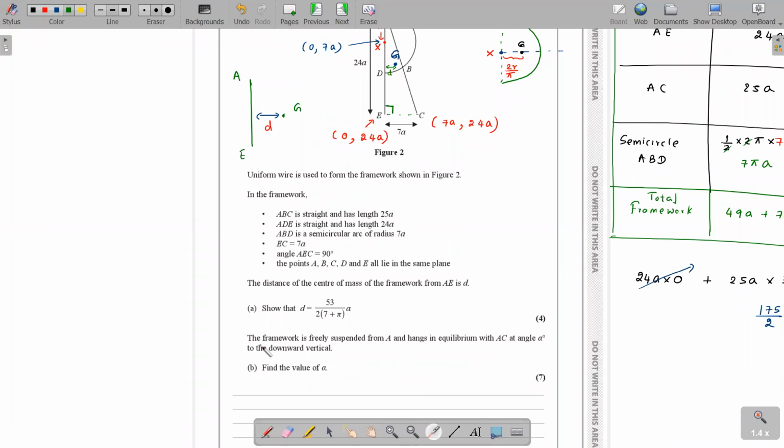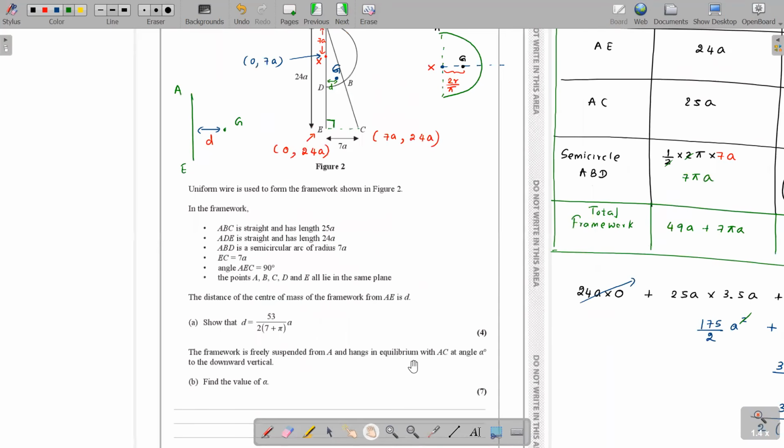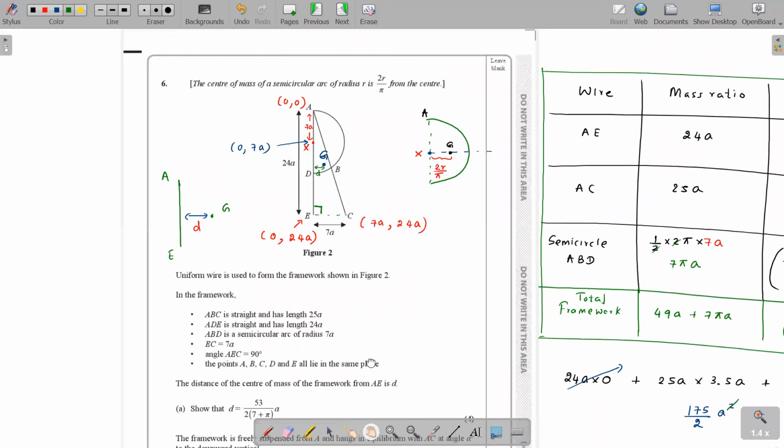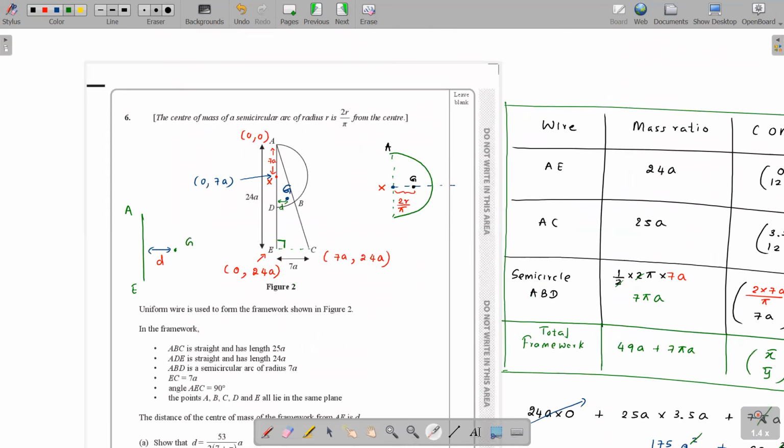Okay, moving on to part B. The framework is freely suspended from A and hangs in equilibrium with AC at an angle alpha to the downward vertical. Find the value of alpha. Okay, you can see it's 7 marks, so it's quite large. So what do we need to do here? The framework is freely suspended from A and hangs in equilibrium with AC at an angle alpha to the downward vertical. So not AE but AC. They are saying to find the angle between AC and the downward vertical.